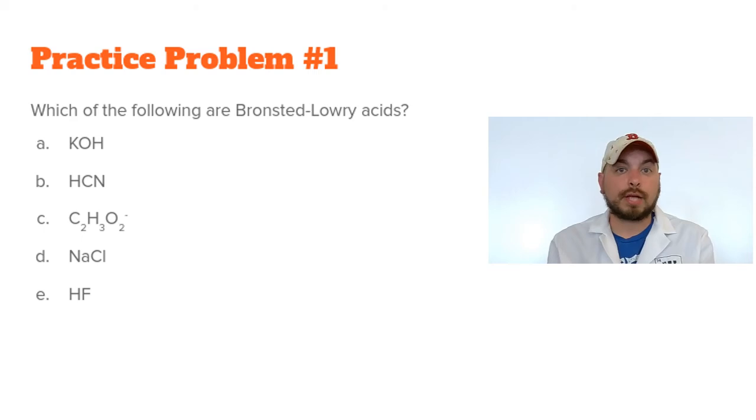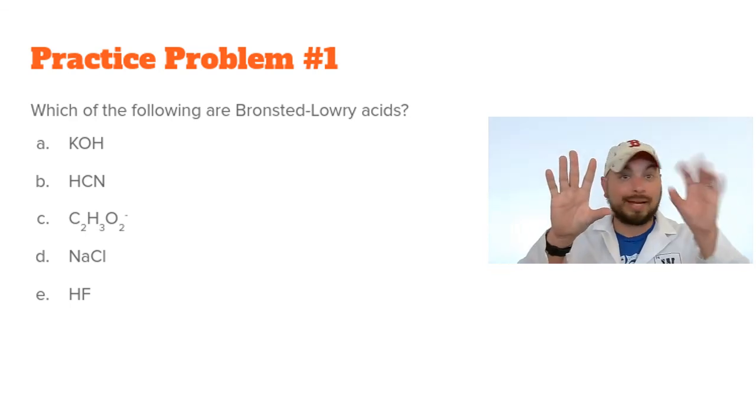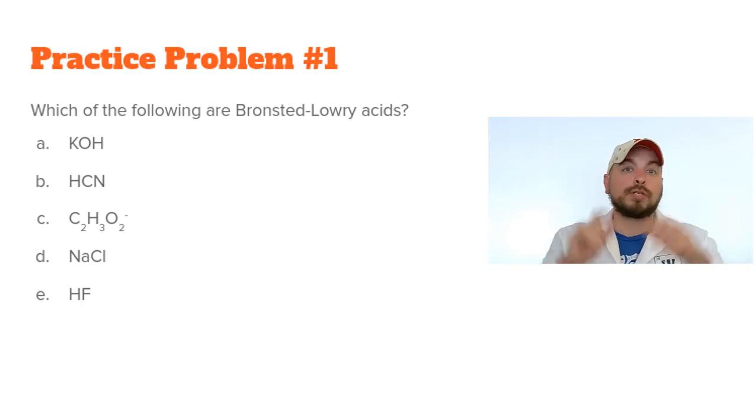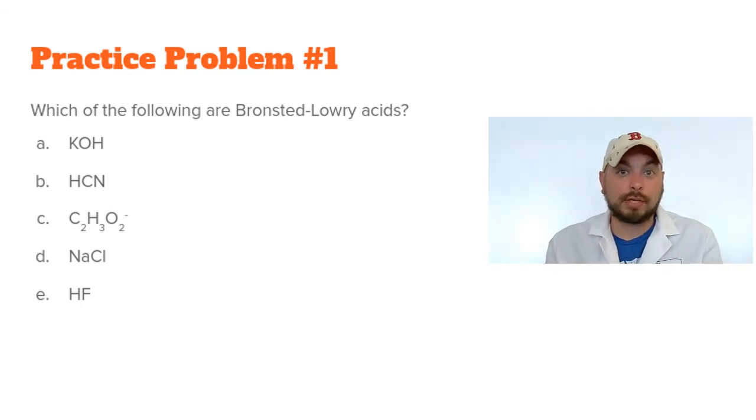As we look at it, the potassium hydroxide, the first one, it doesn't have a hydrogen it can give up. Instead, it dissociates into a potassium ion and a hydroxide ion in a 1-to-1 ratio. It's actually one of our 8 strong bases, not an acid.